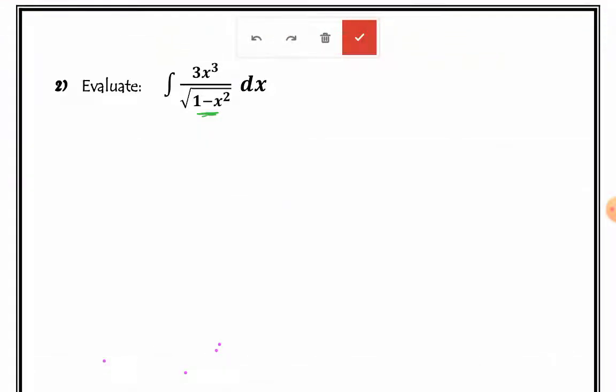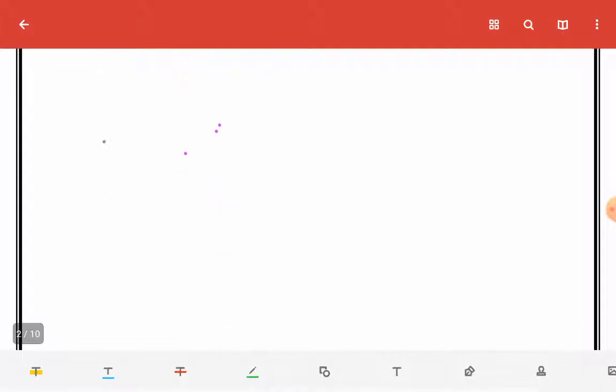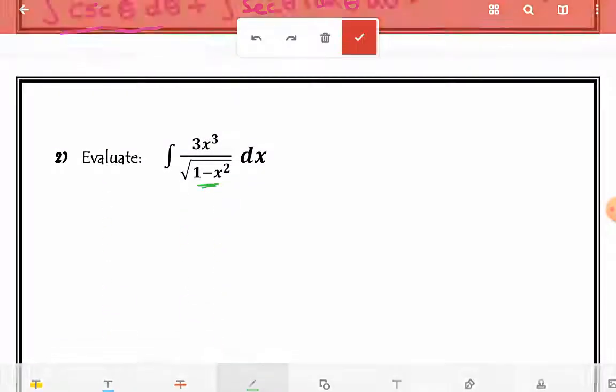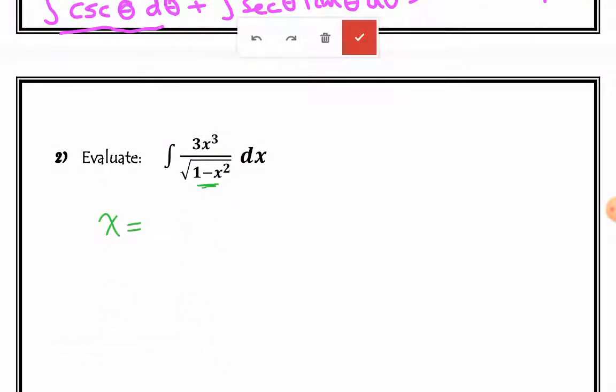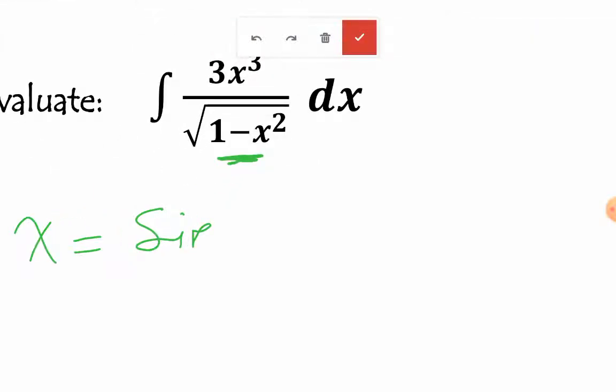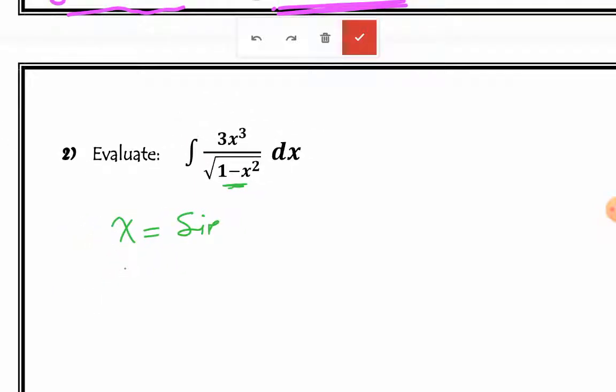Okay guys, in this example we will use, I'll write it over here. We have a lot of space, so no problem. We will write x equals sine theta, and dx equals the derivative of sine, which is cosine theta d theta.